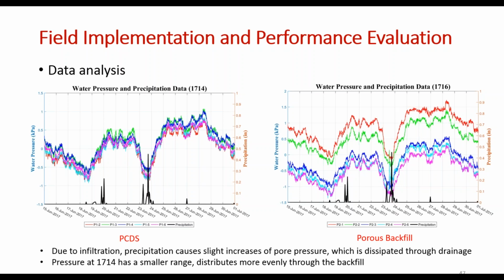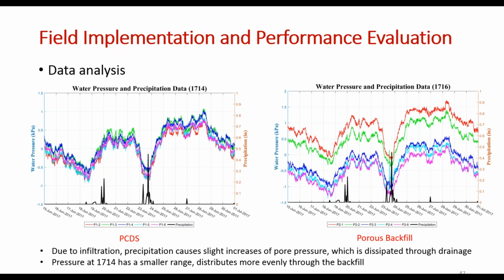So the water seeps into the soil, so increase that slightly. But later on, due to the drainage, all water is eventually drained out, so there is no accumulation. Okay? So that means the drainage happened or occurred naturally. And also the pressure at the PCDS abutment has a smaller range compared to the traditional system. And also all the different sensors gave similar readings, which means inside that backfill, the distribution of the pore pressure is uniform.